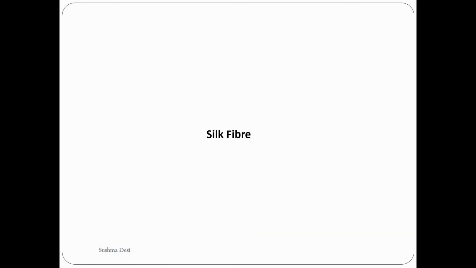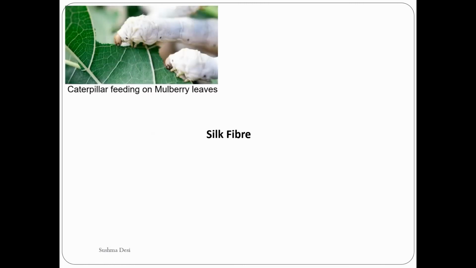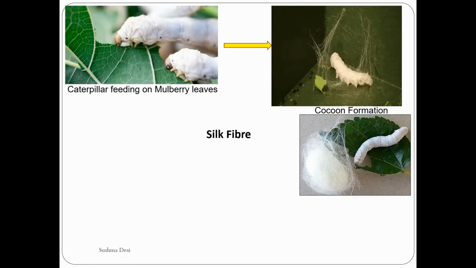The next is the silk fiber. Silk is obtained from the cocoon of the silkworm. Then, what is the silkworm? This is a silkworm. What it does is feed on mulberry leaves. What it is eating is nothing but the mulberry leaves. Then it secretes a raw thread and spins it around itself. That's how the caterpillar starts spinning the cocoon around itself, which looks like this.